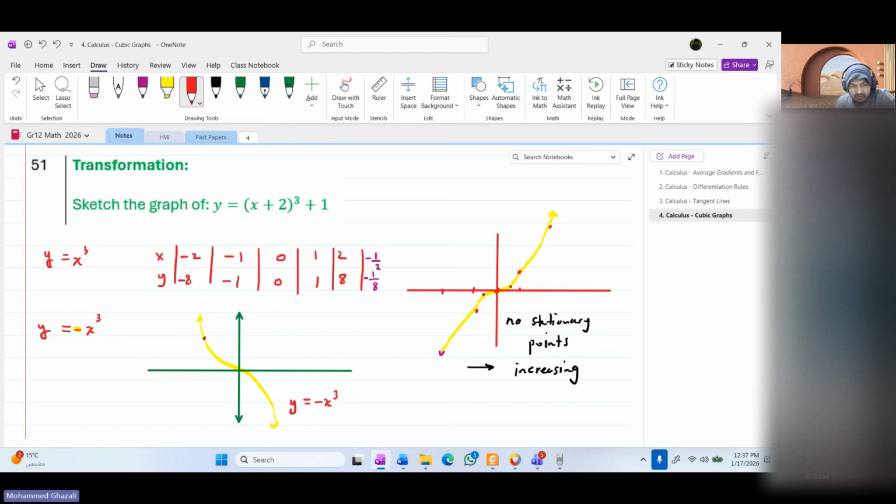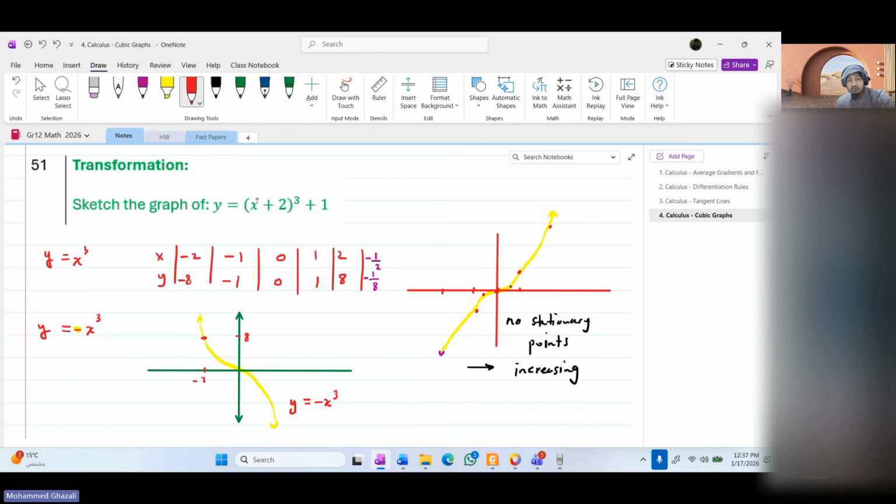Okay, so this is y equals -x cubed. You can show some points here. If I choose a point -2, I will get 8. If I choose a point -1, I will get 1. So everything's good. This is y equals negative x cubed.